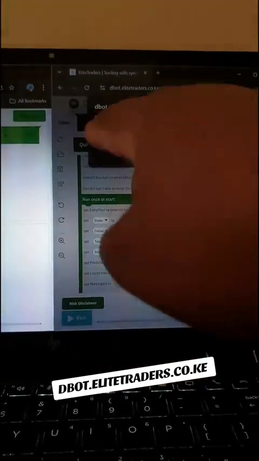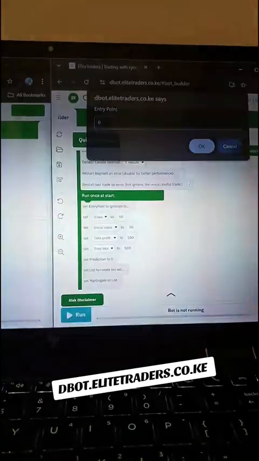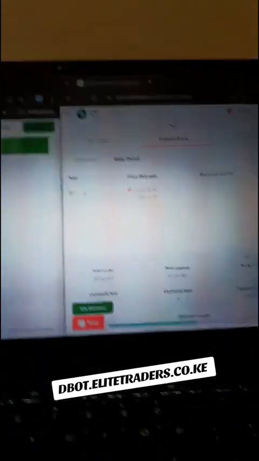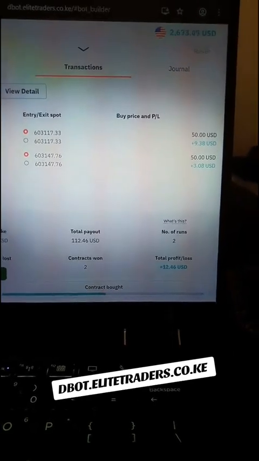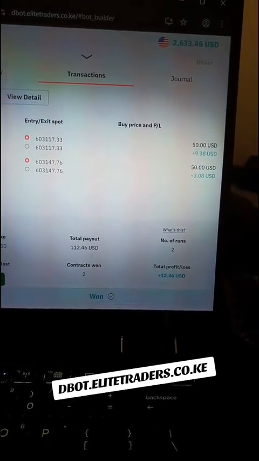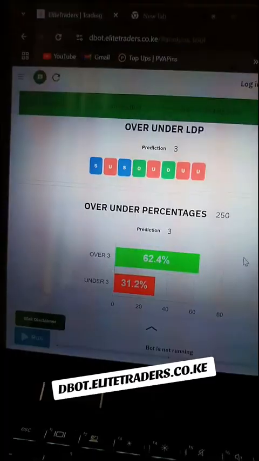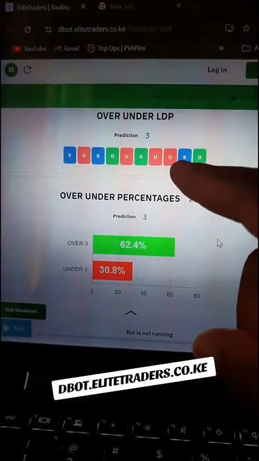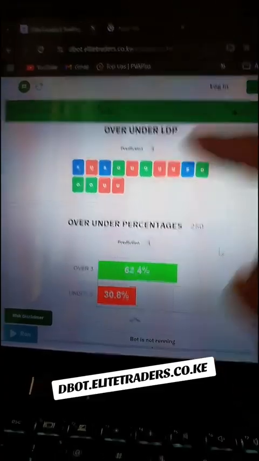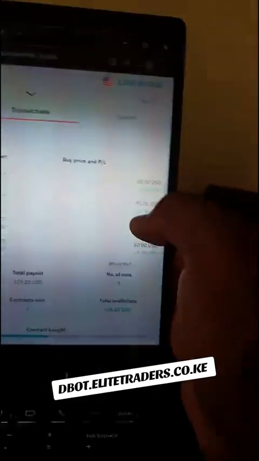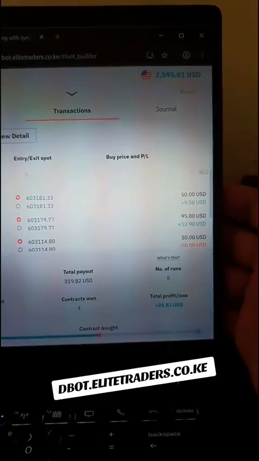Although tumechelewa kidogo, because of that interference, our entry point should be 0. Then just run the bot. So when digit 0 is touched, the robot will start executing the contracts. The robot will automatically start executing the contracts. Then as you trade, you should also check on this side. Ukiona the under digits imeanza kupop sana, that is you need to stop your bots. Also you can stay on the candles. Ukiona candlesticks imeanza kushuka, you can stop your robot.